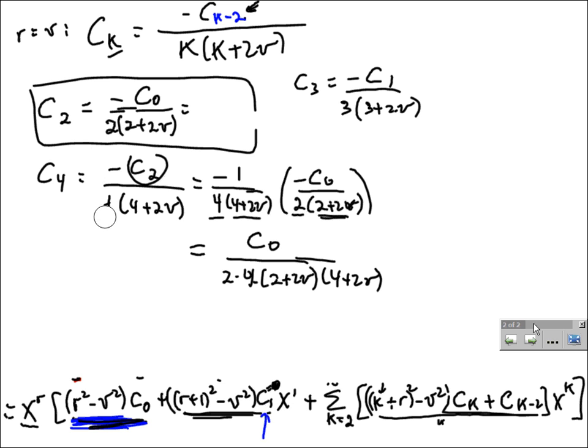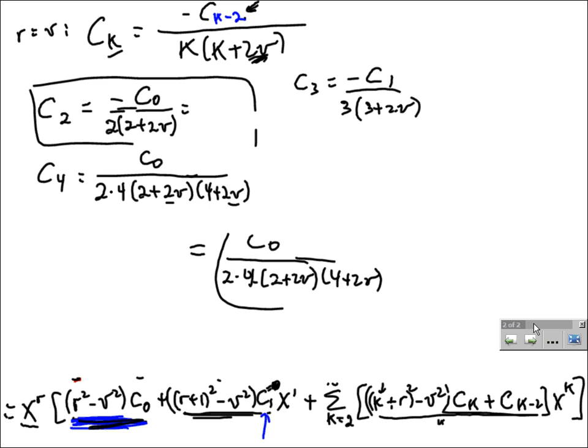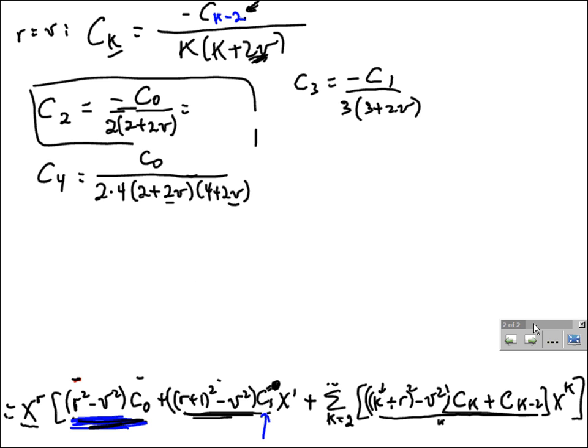So c sub 4, we have it nicely written a little bit lower. I'm going to put it up here. It's c sub 0 over 2 times 4 times (2 plus 2v) times (4 plus 2v). Always plus 2v. Okay, I think I see a pattern. Do one more in each column. Let's have 3 in each column.